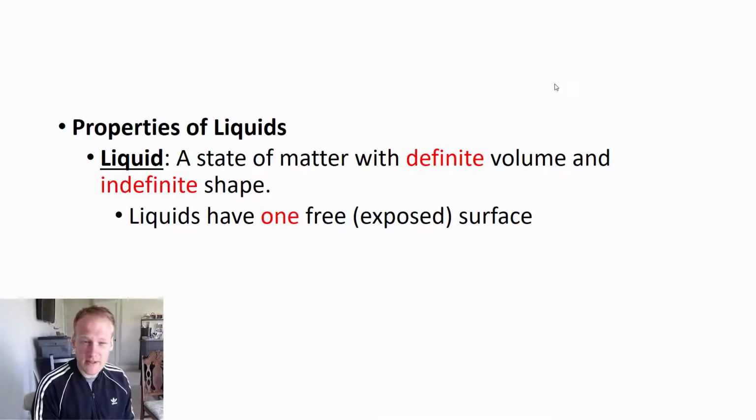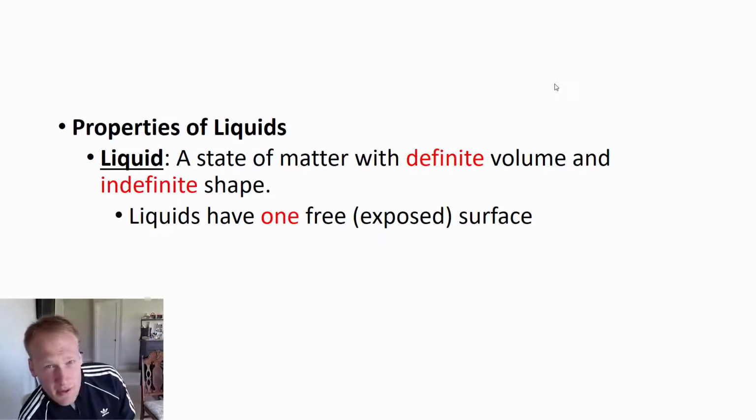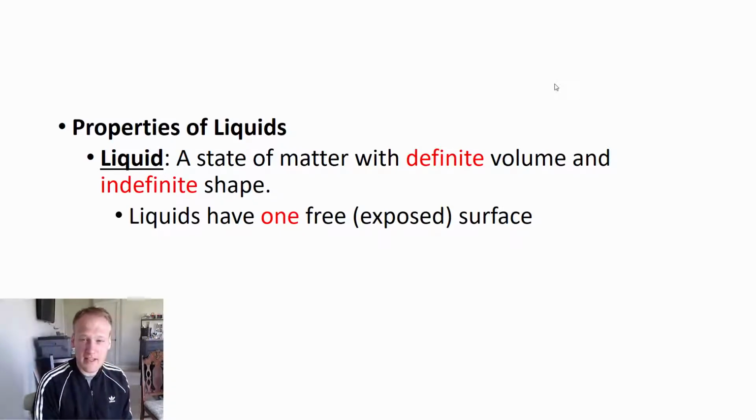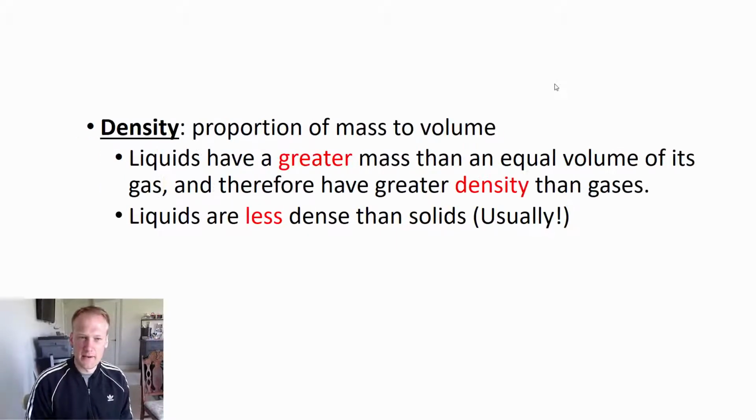We're going to talk about properties of liquids. The first thing you probably learned in like 3rd, 4th grade is that liquids have a definite volume, which means we can measure its volume, but an indefinite shape, and it has one free surface on the top. Doesn't matter what container you put it in, it's going to take the shape of that container.